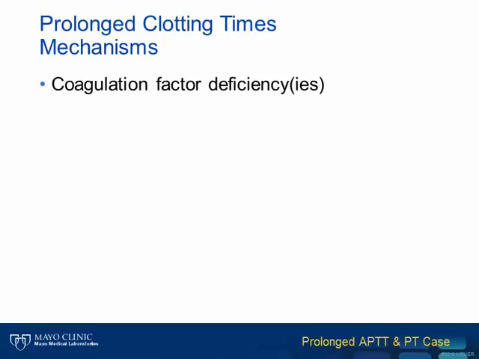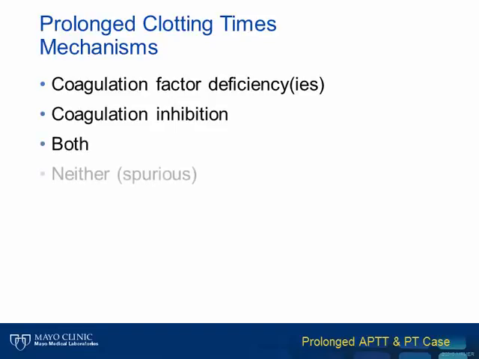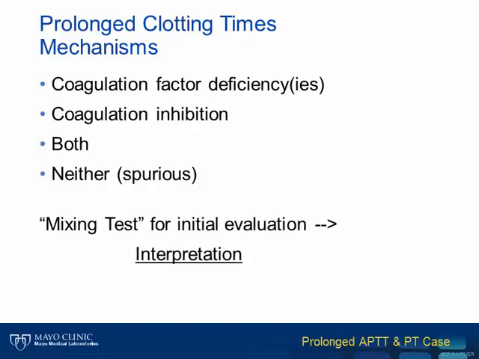There are four basic causes of prolonged clotting time test results: coagulation factor deficiency or deficiencies, coagulation inhibition, both, which can sometimes be present, or neither, spurious results. A mixing test of patient and normal plasma is typically used for initial laboratory evaluation of prolonged clotting times and requires interpretation.